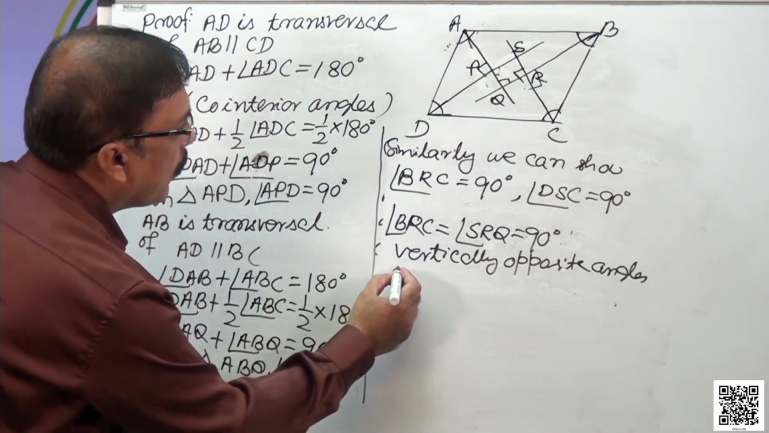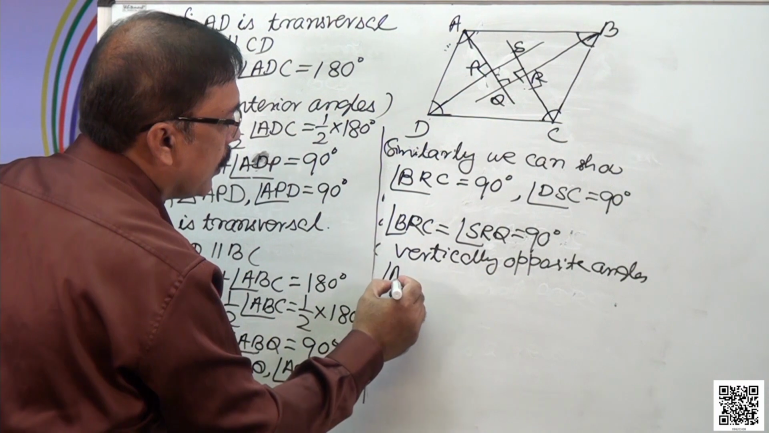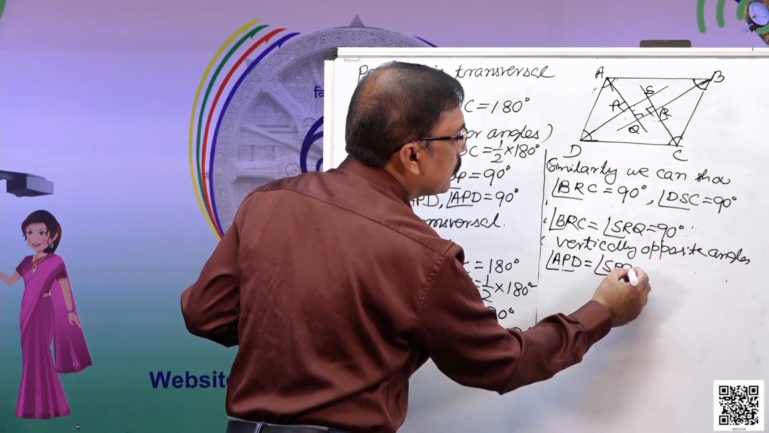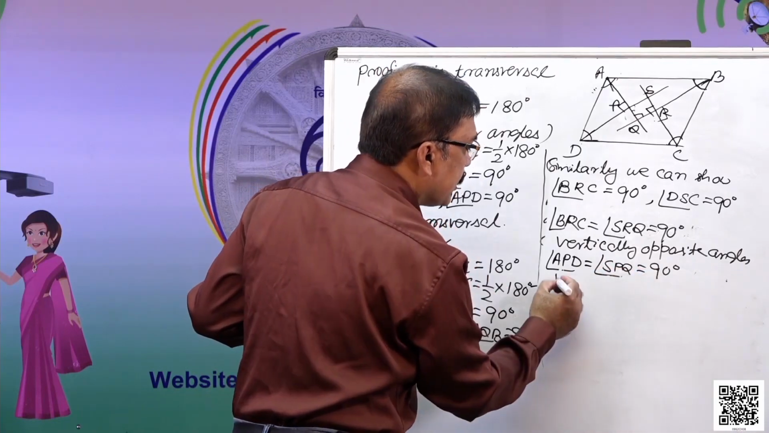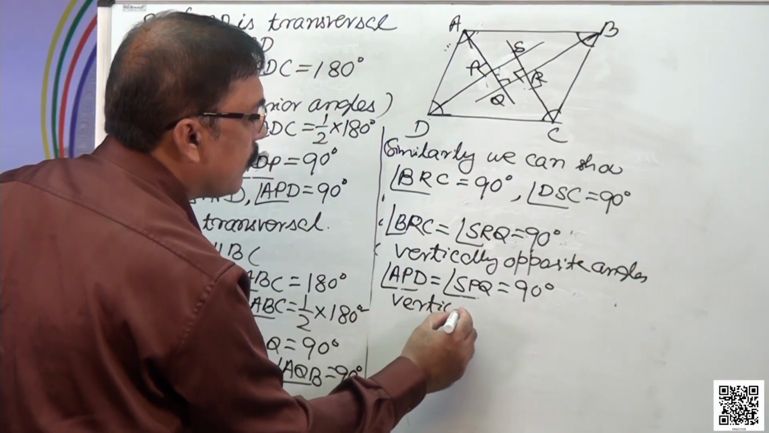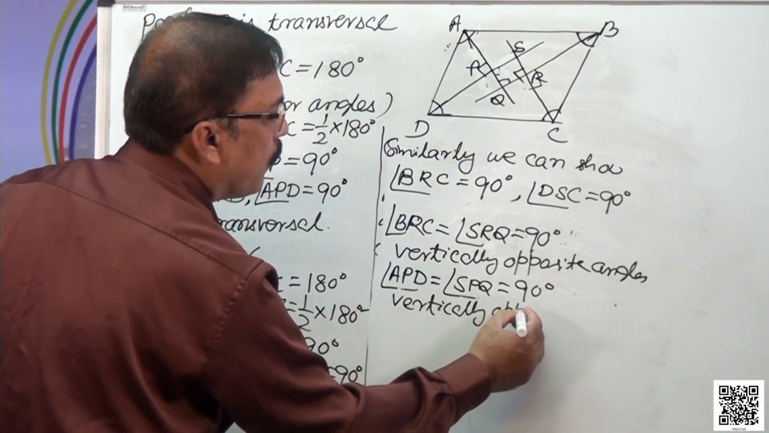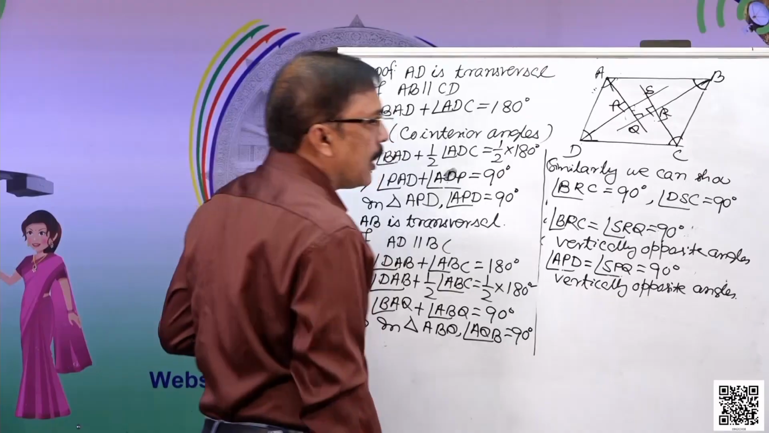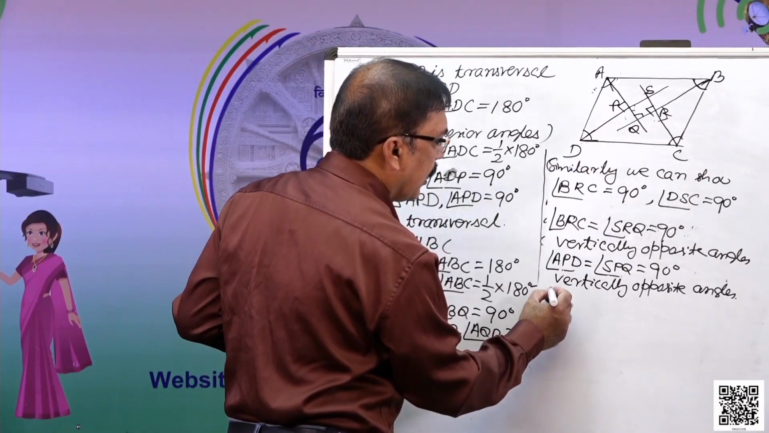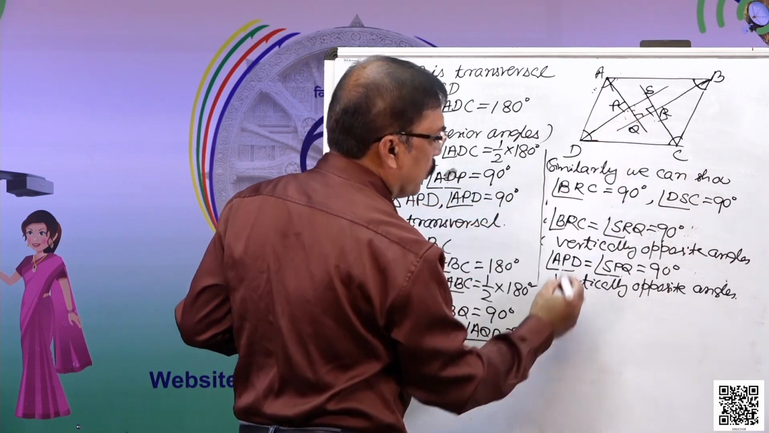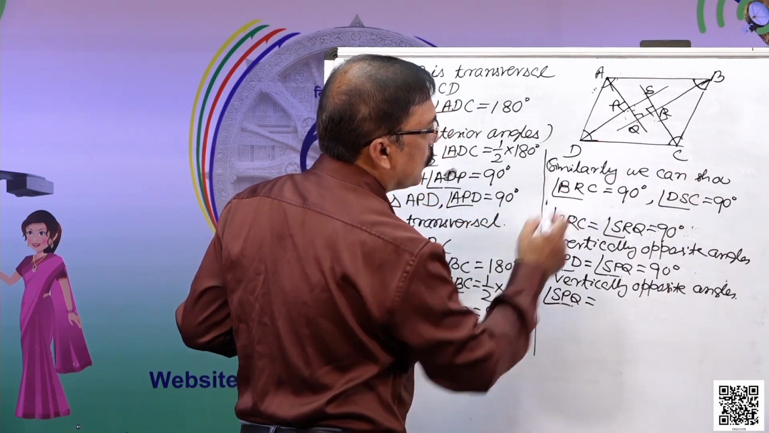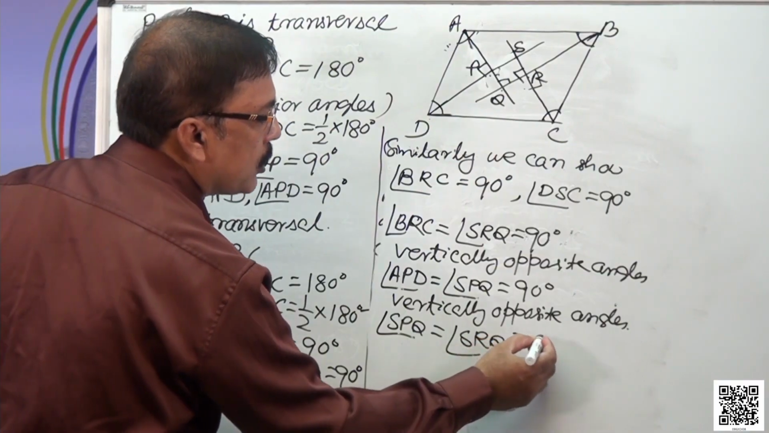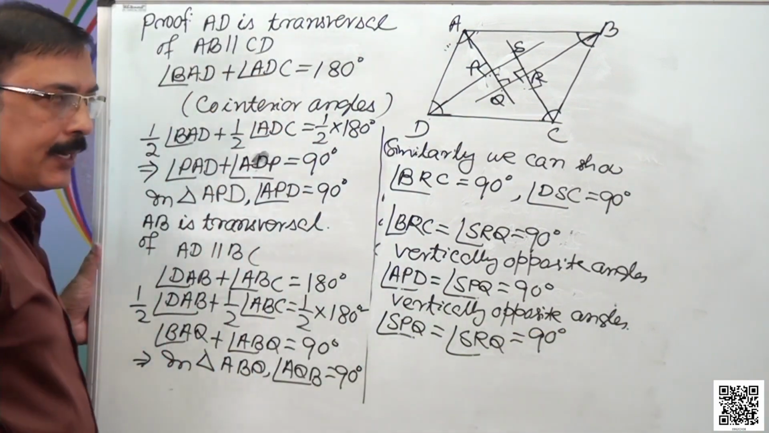again angle APD is equal to angle SPQ is equal to 90 degrees. The reason is the same, that is vertically opposite angles. Now you see angle SPQ is equal to angle SRQ. Why? Because both are of measure 90 degrees.